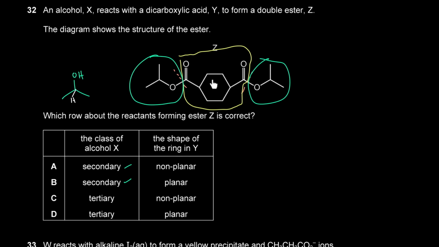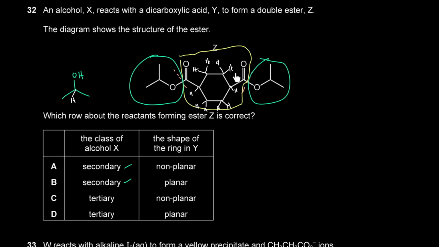Is it planar? We have tetrahedral carbons. We have a 6-carbon ring, but each of the carbon atoms is bonded to 4 different atoms or groups of atoms. We have two hydrogens here, two hydrogens here, a hydrogen, and then obviously two hydrogens here and two hydrogens here. So each of the carbons over here has a tetrahedral geometry.